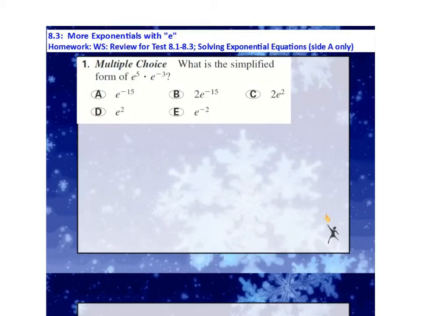So now we're going to do some 10 multiple choice questions just for practice. So we're going to pause the video at the beginning of each problem. You're going to try it and then unpause, and I will show you the answer and the work. So go ahead and start on number 1. Okay, the answer is D because you are going to add your exponents, and 5 plus negative 3 is 2.